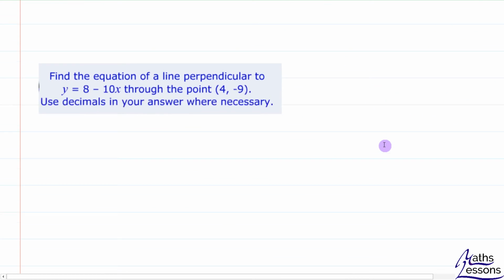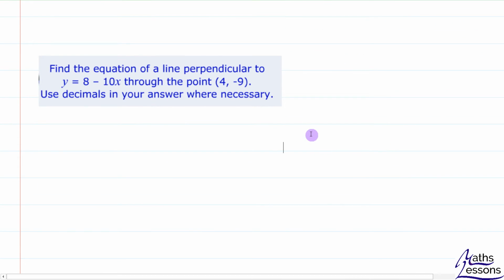Now, there are a couple more questions there. Finding the line perpendicular: if you're finding perpendicular, then the gradient here is -10. It'll be -1 over -10 to get the perpendicular gradient, which will give you 1/10. Because remember, they must times together to give you -1. So divide -1 by -10, you get 1/10 for your perpendicular gradient. Now I'm going to rub that out and leave you to have a go at that later.